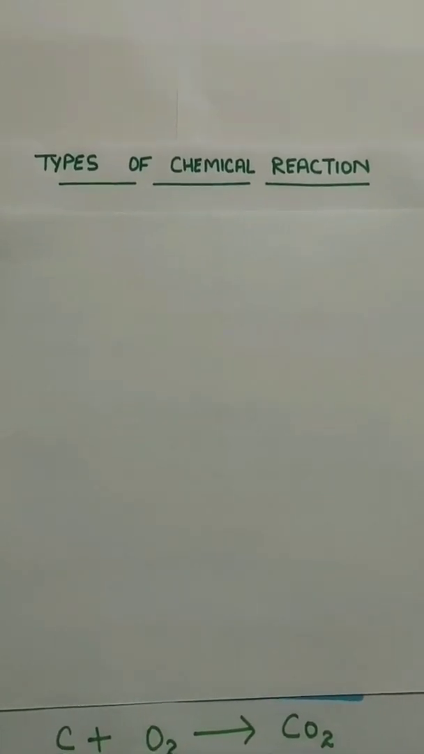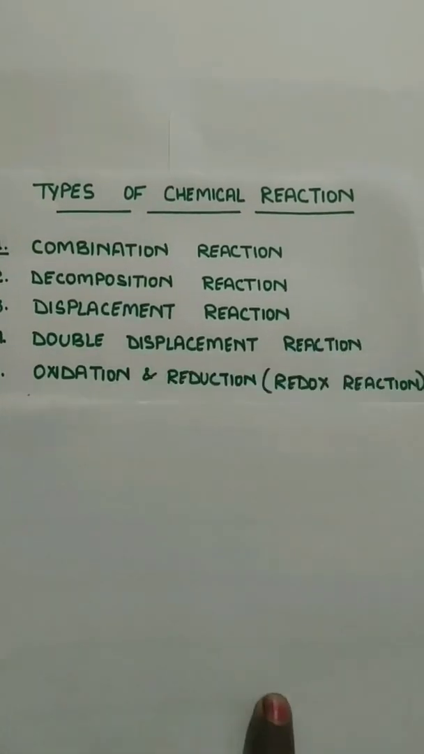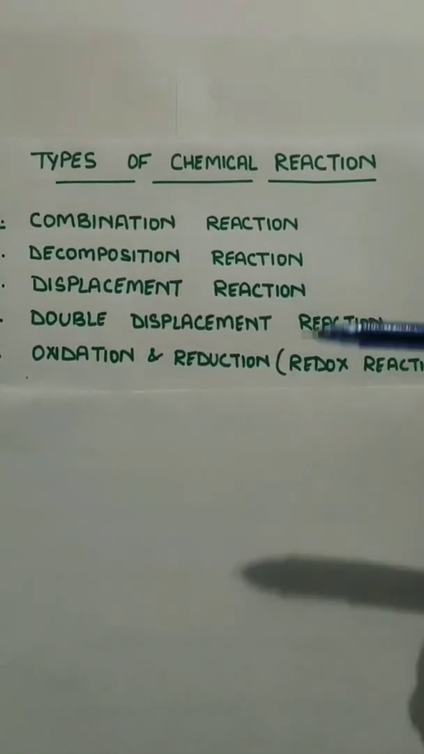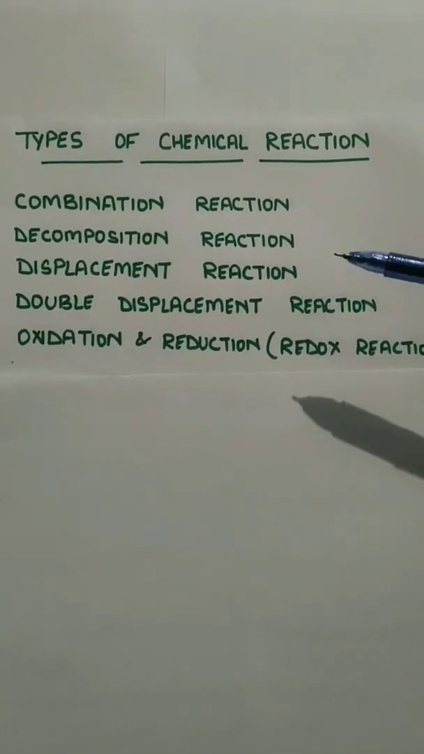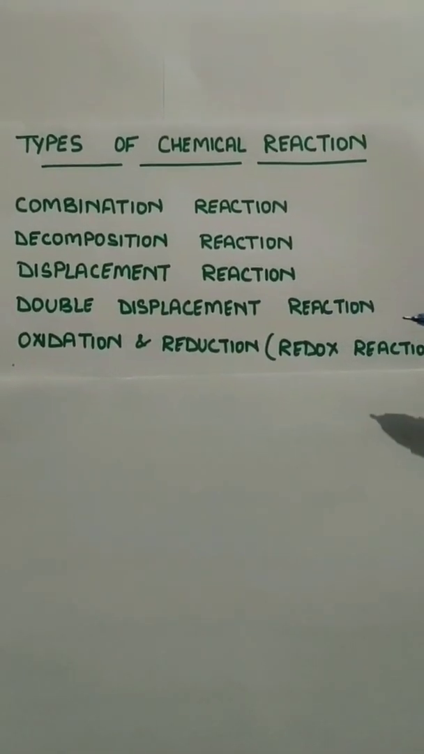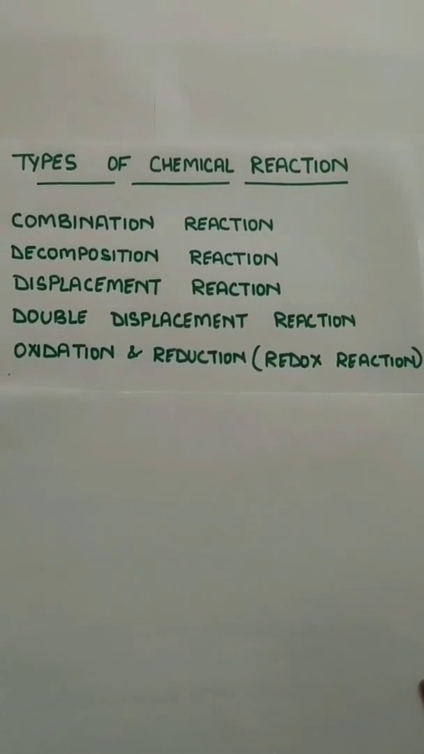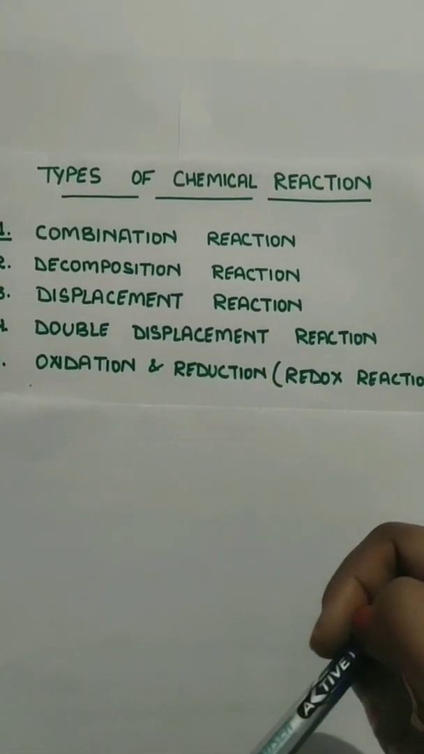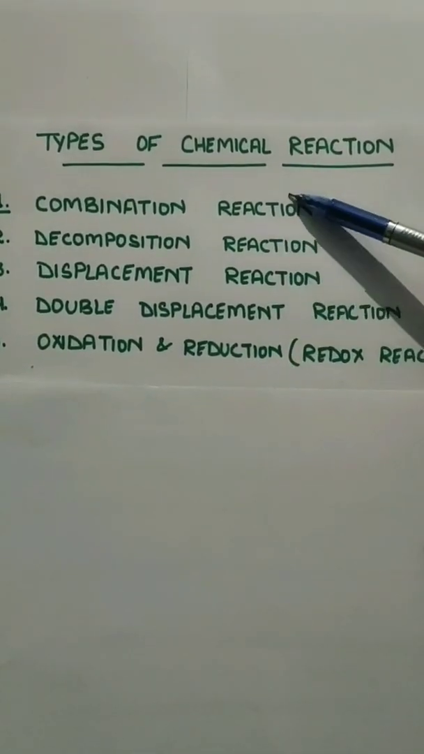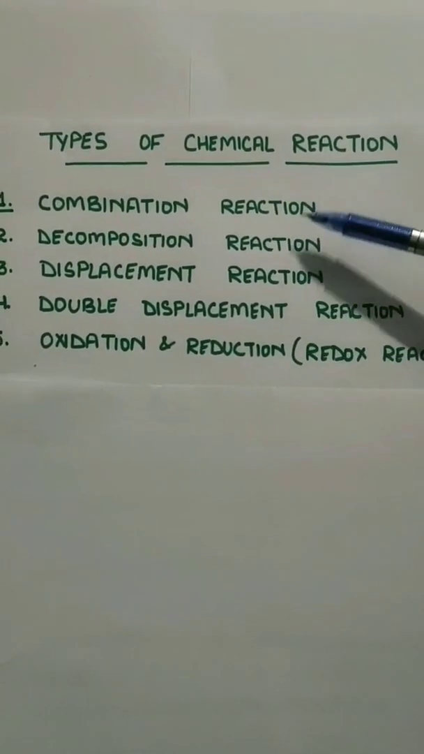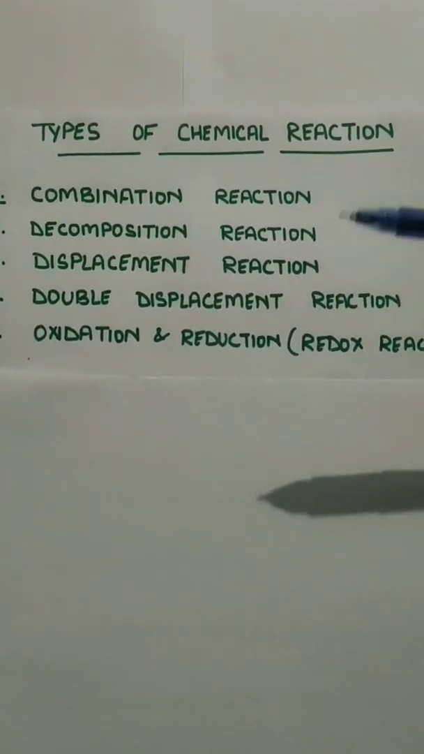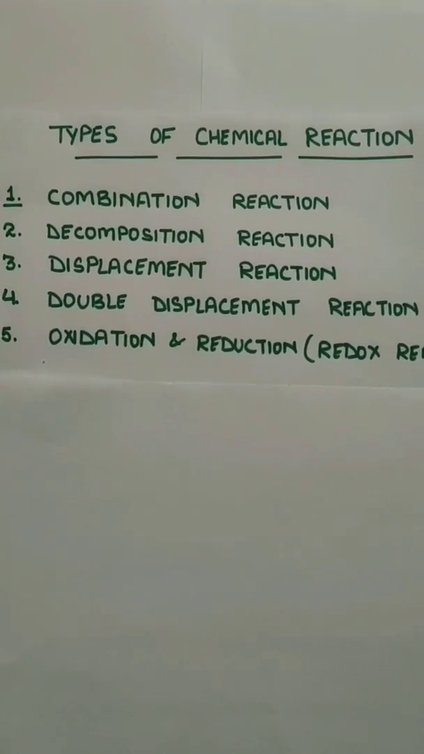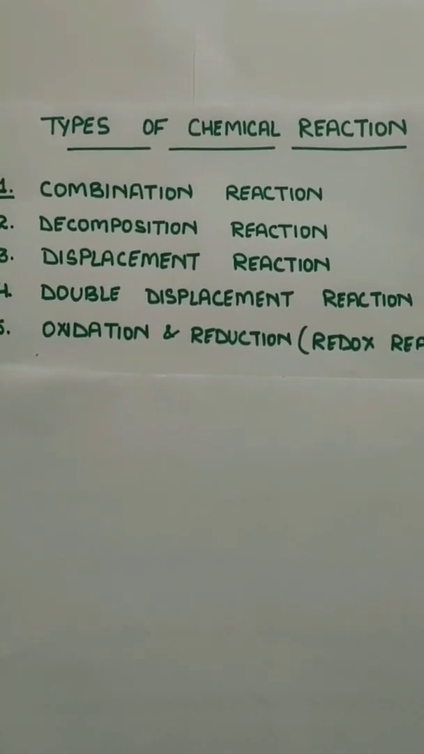Now, the types of chemical reactions are basically five: combination reaction, decomposition reaction, displacement reaction, double displacement reaction, and oxidation and reduction, which we can also call a redox reaction. Of these five types, you have already learned four: combination reaction, I think in your class 7th, if you remember it. And we also revise them in classes 8th and 9th.